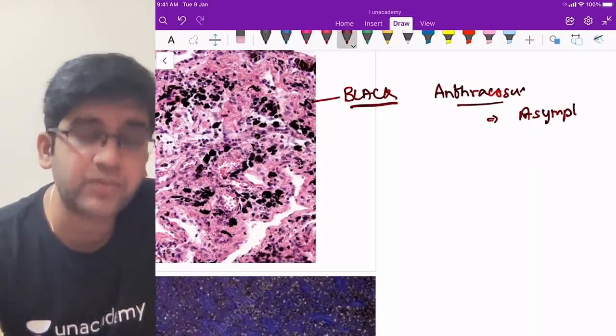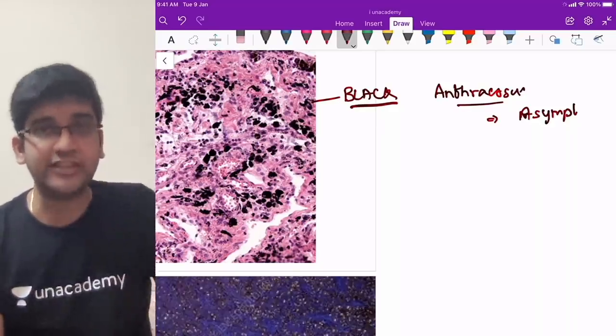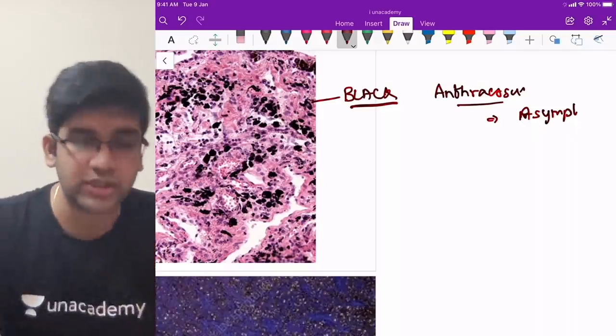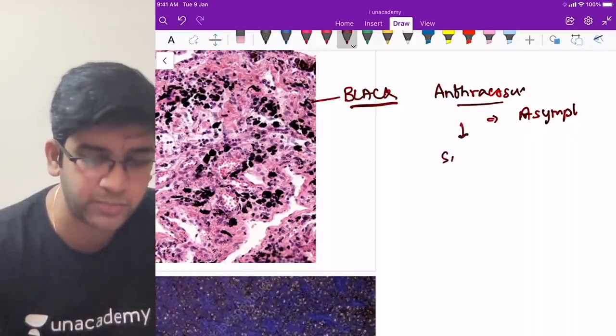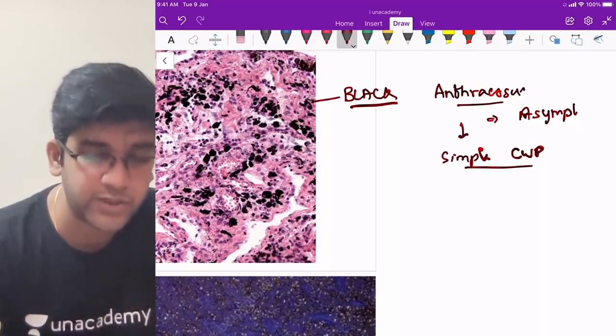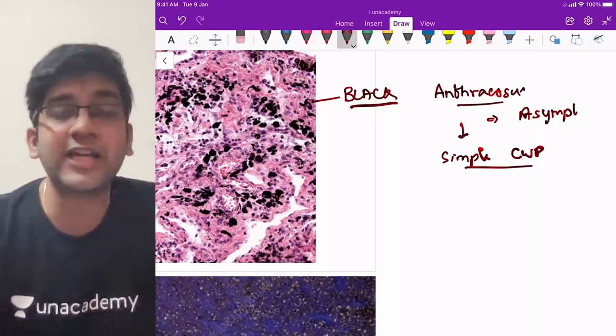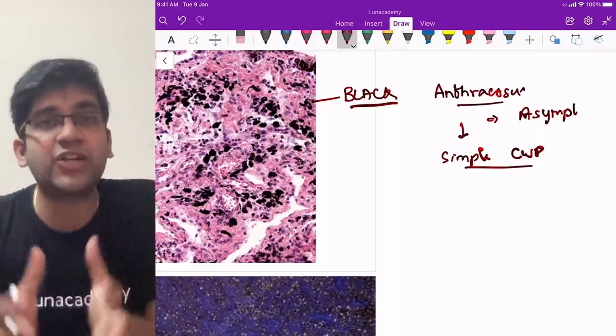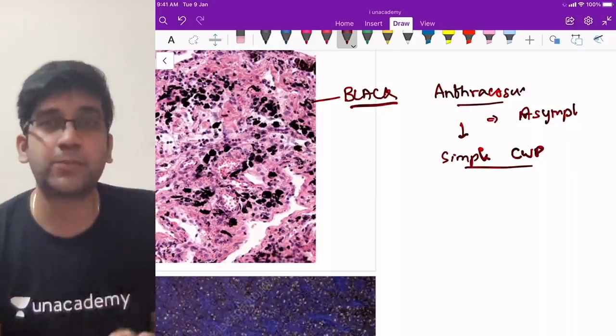Will it progress? No, it won't. If I'm going to live in the city for the next even 100 years, anthracosis will remain anthracosis. It will not progress to the next stage of simple coal workers pneumoconiosis. Simple coal workers pneumoconiosis comes when you work in a coal mining industry, where there is the same anthracotic pigment but in a very, very high concentration in a closed environment. That's my problem here.